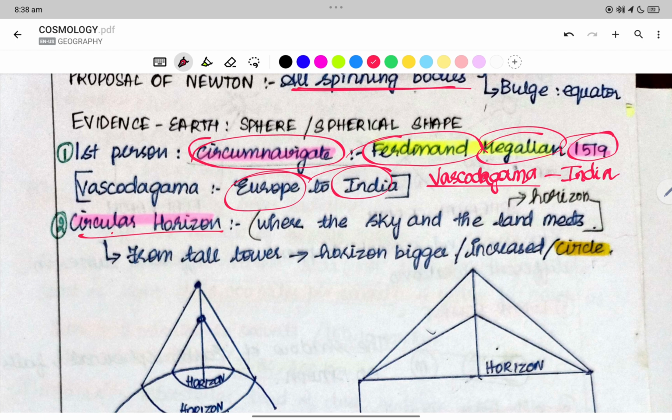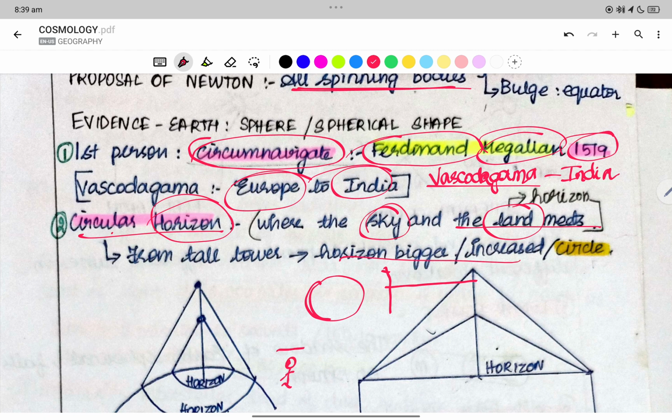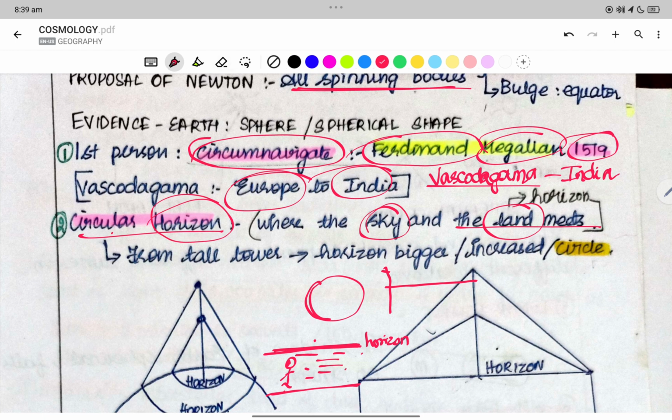Now circular horizon. What is meant by circular horizon? Horizon is the place where sky and the land meet, is what we call a horizon. Now you have a straight horizon when you are at a beach and at a certain point you will see that the ocean and the sky meet. This is what we call the horizon. Now this horizon is a thin straight line, right, when you are at the base level and viewing the sea. But what is circular horizon?